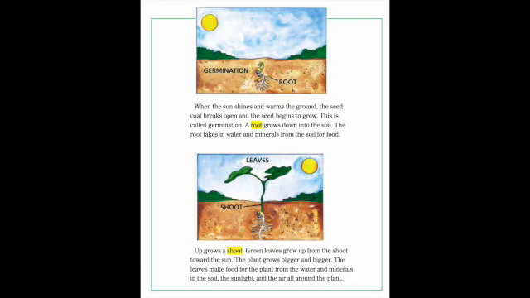A root grows down into the soil. The root takes in water and minerals from the soil for food. Leaves, shoot. Up grows a shoot. Green leaves grow up from the shoot toward the sun. The plant grows bigger and bigger. The leaves make food for the plant from the water and minerals in the soil, the sunlight, and the air all around the tiny plant.